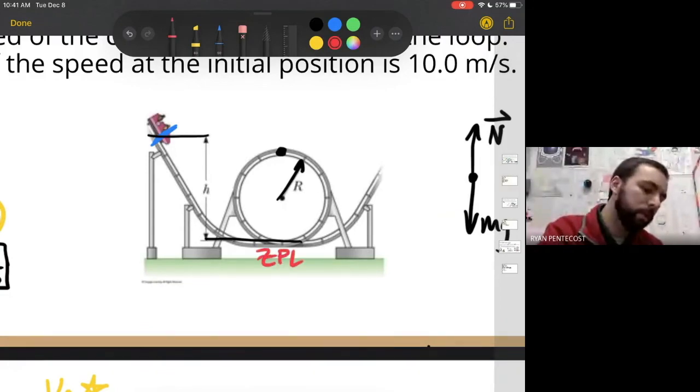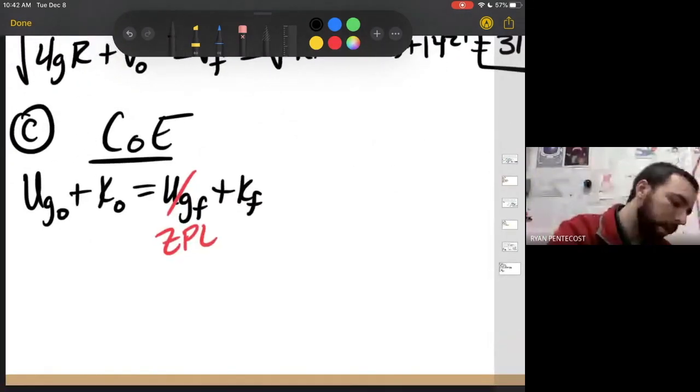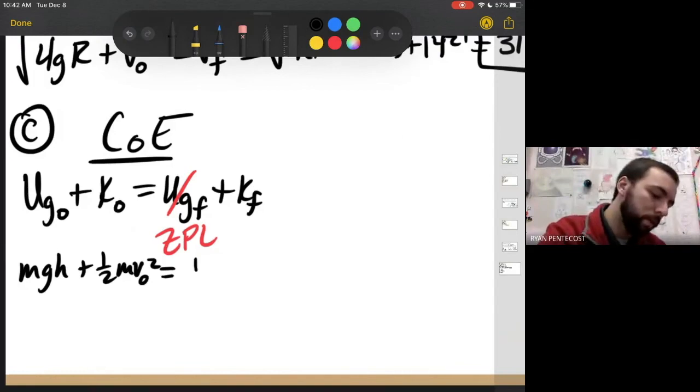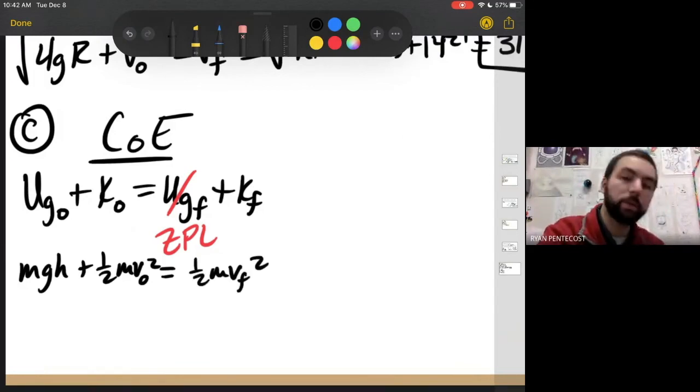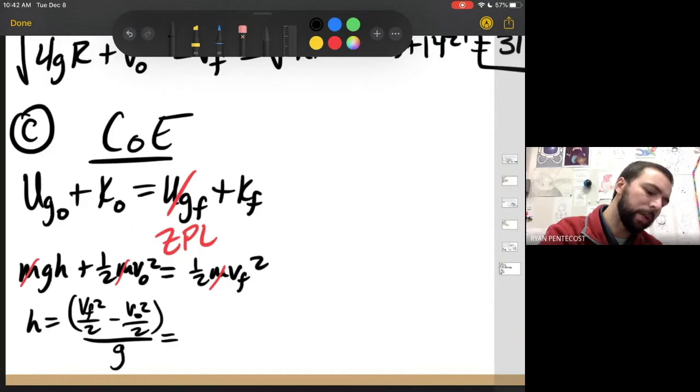So we have mgh, solving for h. We have 1/2 m v naught squared. We were just told the v naught is 10. We have 1/2 m v final squared. We just saw v final is 31.3. So we can get rid of the mass. Thank goodness, because we don't know the mass. And we need h. So h would be v final squared over 2, minus v naught squared over 2. Got to divide by g, but that looks like that's it.